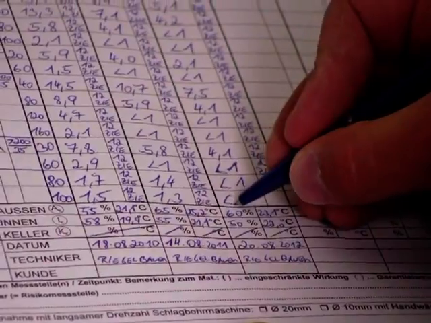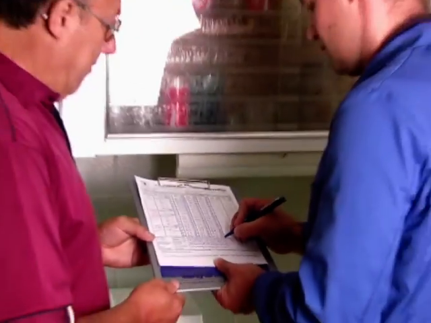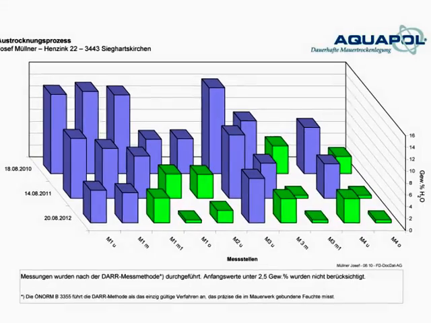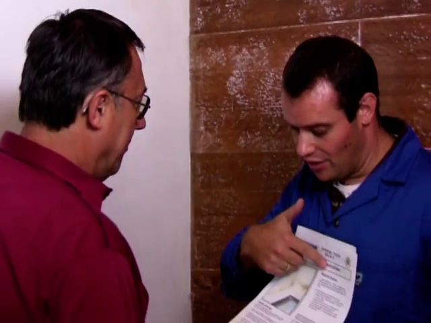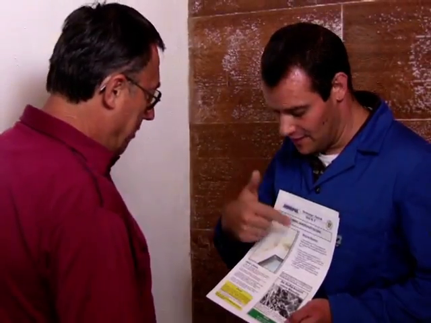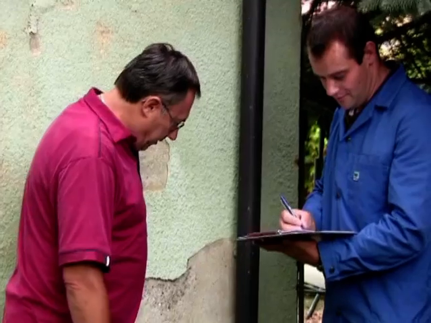Depending on the agreement with the client, Aquapol monitors the drying out process at regular intervals and advises the client as regards accompanying measures and appropriate renovation procedures. This is done on site by the technician or via telephone by our technical department.